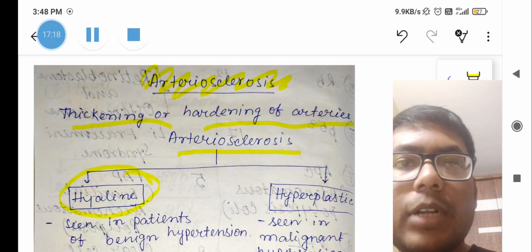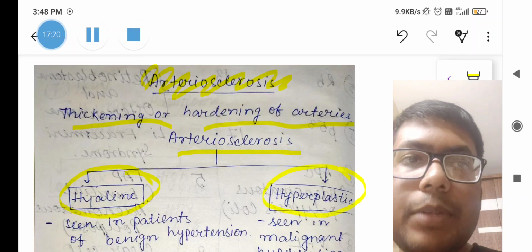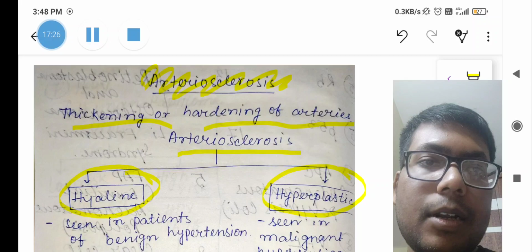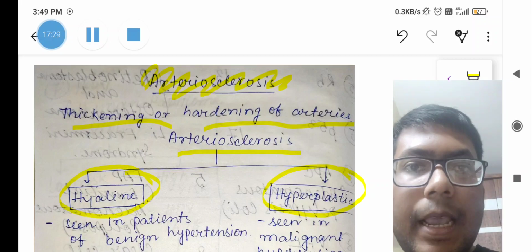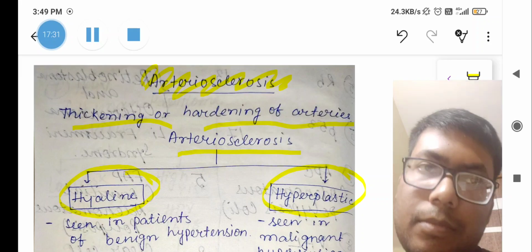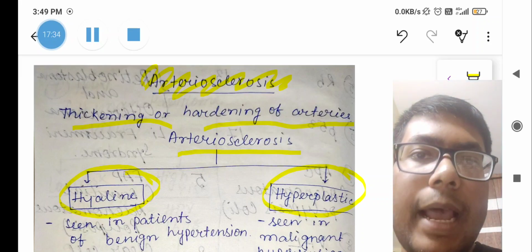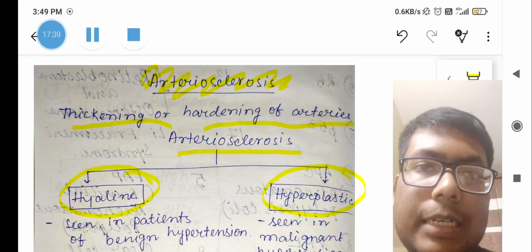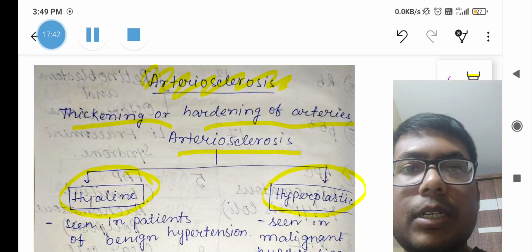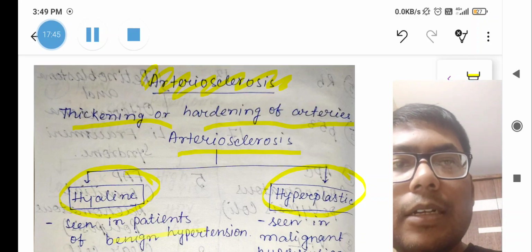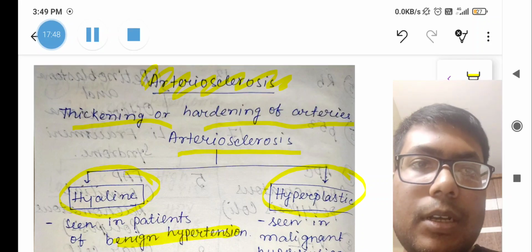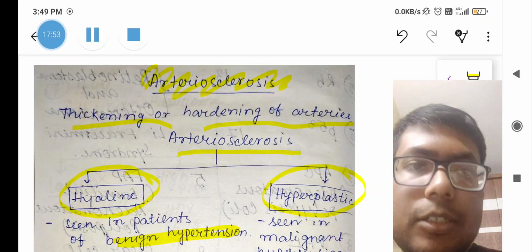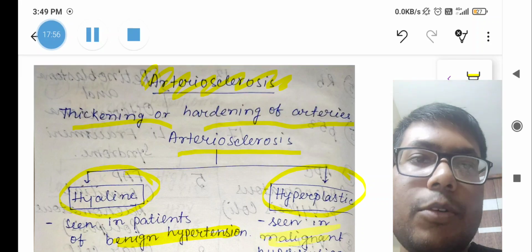Arteriosclerosis is basically of two types. One is the hyaline type, another is the hyperplastic type. Hyperplastic is more proliferation of the muscular part of the blood vessel, and in hyaline arteriosclerosis there is hyaline deposition. What is hyaline? Hyaline is a proteinaceous material which is leaked out from the blood vessel and deposited around the blood vessel. It is an indication of the benign type of hypertension. And hyperplastic arteriosclerosis is an indication of the malignant type of hypertension.